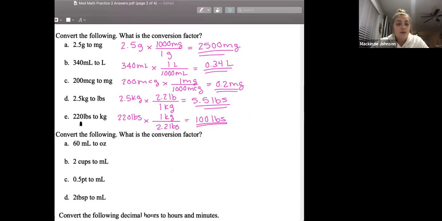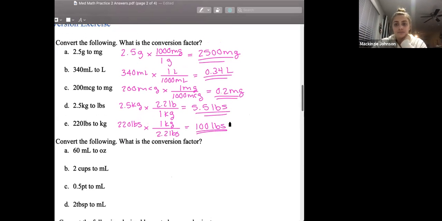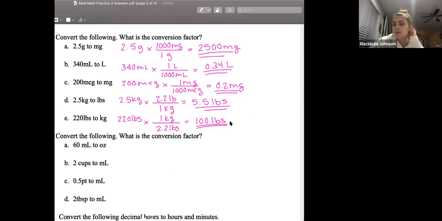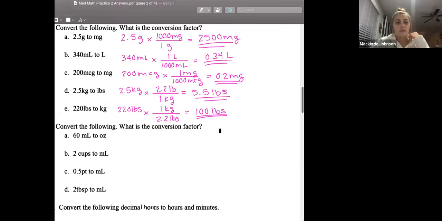Okay, 220 pounds to kilograms. The same thing, we're going to set it up the same way. It's going to be 220 pounds, and then you set up your conversion: 2.2 pounds over 1 kilogram. Then you just divide, and it should be smaller because we're given pounds and we want to go down to kilograms. So it'll be 100 kilograms. Does that make sense to everyone? Cool. Okay.